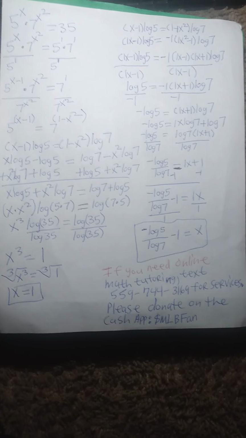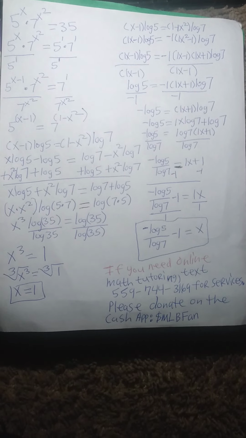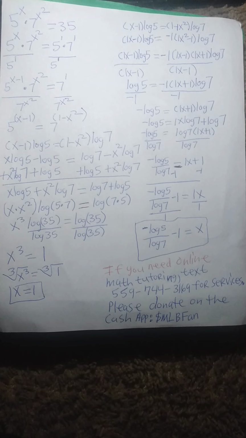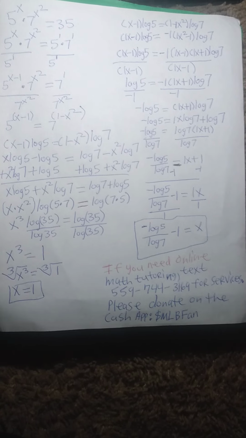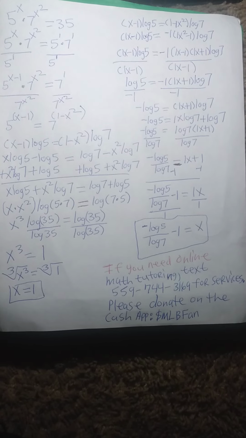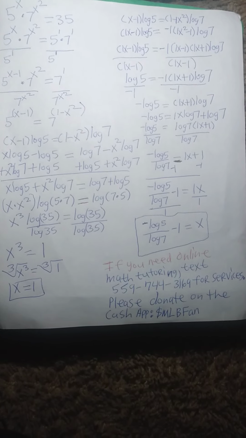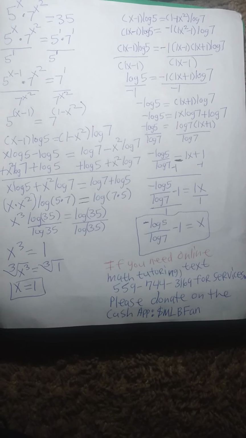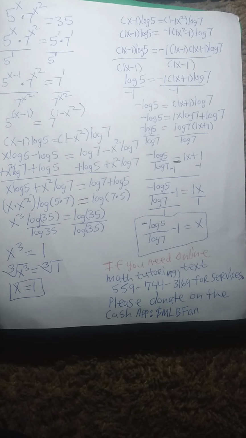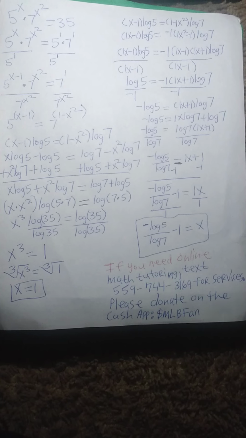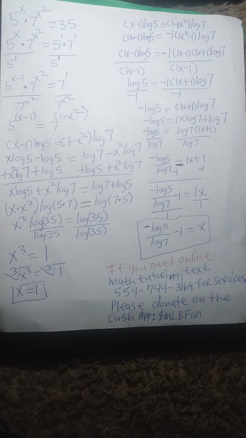Then we need to add log 5 to both sides and add x squared log 7 to both sides, and we will obtain x log 5 plus x squared log 7 is equal to log 7 plus log 5. When you have addition of logarithms, it can be rewritten with multiplication. So it is going to be set up as x times x squared log of 5 times 7 is equal to log of 7 times 5.